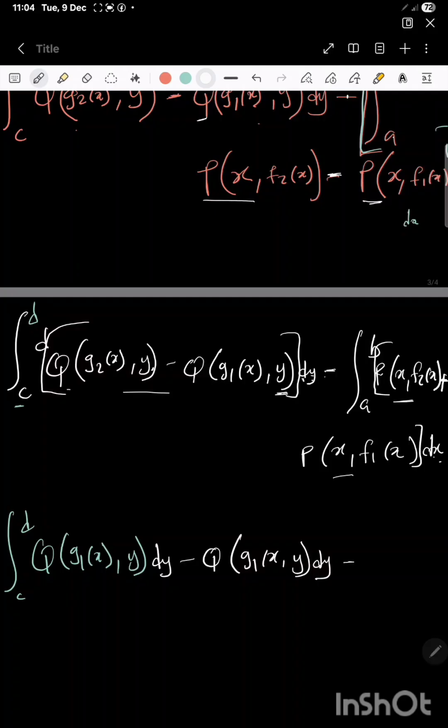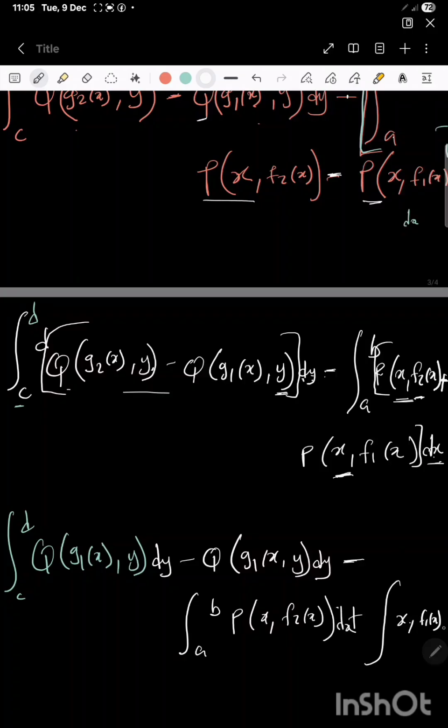Minus, we also do the same, we distribute the dx to this function and that function, which is going to be the integral from a to b of P of x comma f2 of x, which is this one. I don't know if you're able to see it. Then plus the integral of this function, P of x comma f1 of x dx. So here you put the dx, and you also put the dx here. Okay, that's what you've obtained.